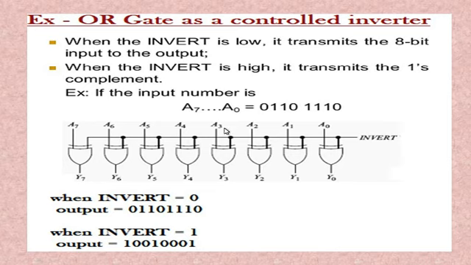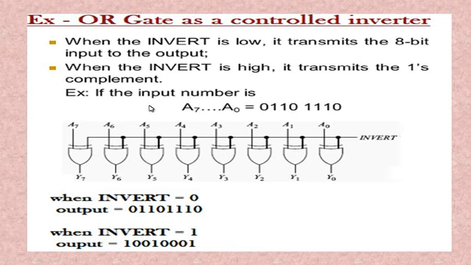When the invert terminal is low, it transmits the 8-bit input to the output. Means output and input are the same when invert is equal to low. When invert is high, means invert is at one position, it transmits the ones complement. Means if the input is A, then the output will be complemented to the input.